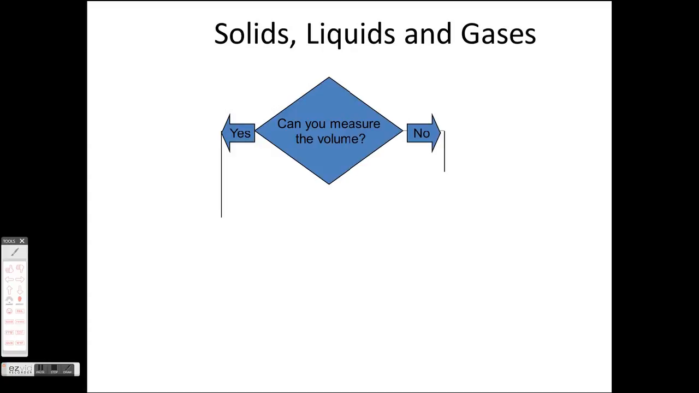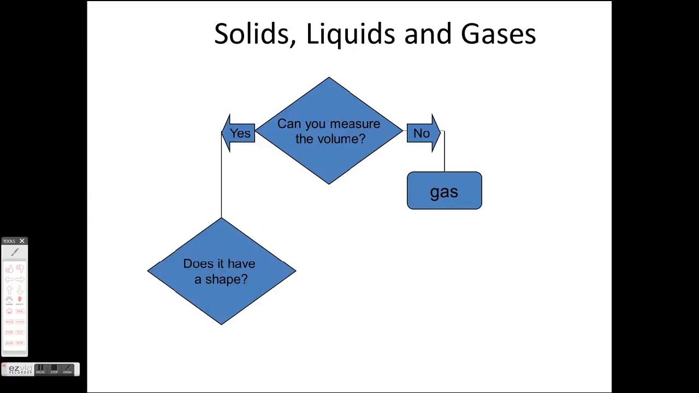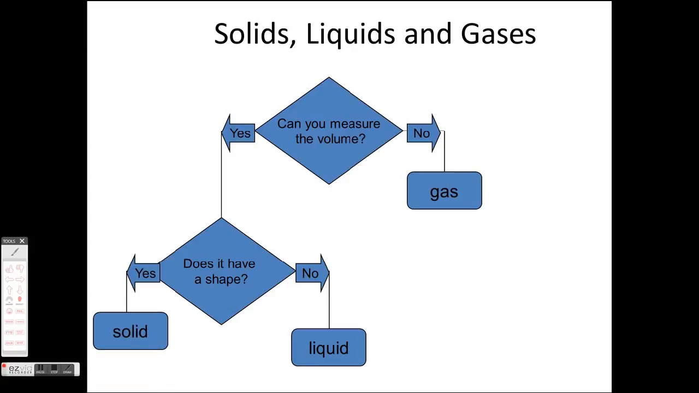So, here's a good way to identify our different types of phases. Question to ask yourself, can you measure the volume? If you cannot measure the volume, you're looking at a gas. If you can measure the volume, it's either a liquid or a solid. So next, let's ask if it has a shape. If it does not have a shape, it's a liquid, because liquids take on the shape of whatever container they are in. If it does have a shape, it's a solid. Solids always have one shape, regardless of the container.